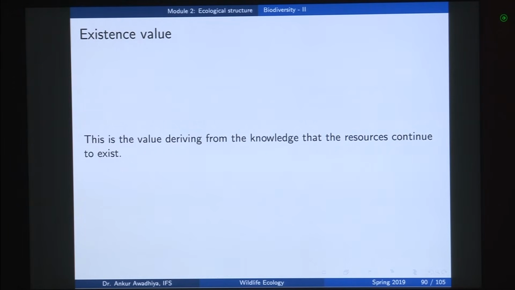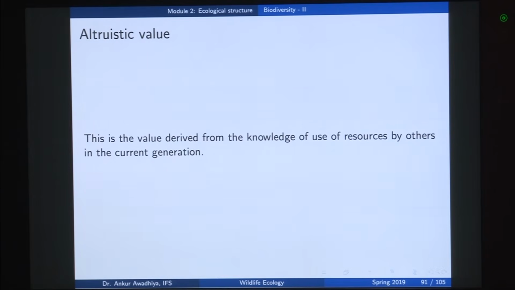Another value that we derive out of biodiversity is known as altruistic value. Now, altruistic value is a value that is derived from the knowledge that there is some resource that is being used by somebody in the current generation. So, for instance, if I think of say Kaziranga National Park and Tiger Reserve.